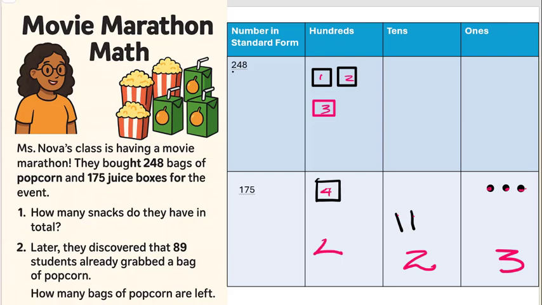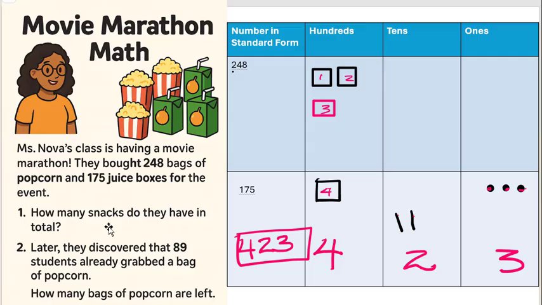So 4 in the hundreds place. My final answer for 248 plus 175 is 423. That's my final answer if I'm adding together with regrouping.